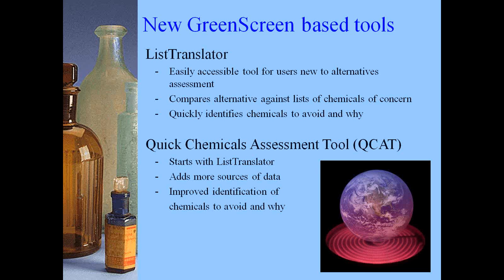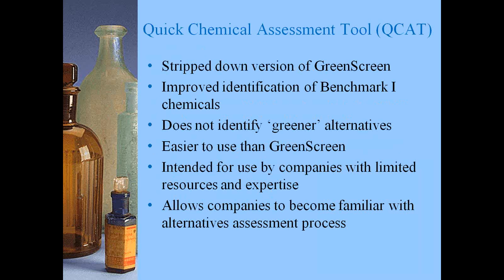What QCAT, the Quick Chemical Assessment Tool, is, though, is it takes it a step beyond that authoritative list translator and says, okay, there are a number of databases and sources out there where you can quickly gather some important information, and why not include that in your evaluation as well? And I'll show you examples of how we do that in a few slides.